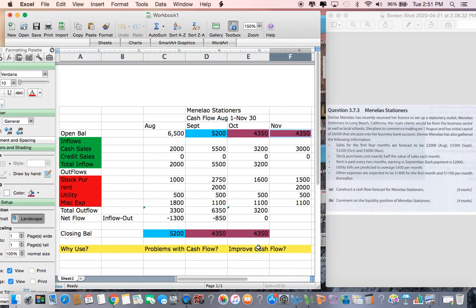How can you improve cash flow? I don't know. Maybe look at your expenses. Maybe you don't need that $1,000 cell phone. Maybe we don't need to go to the most expensive colleges. Maybe we don't need to drive the nicest cars. We need to find ways that we can cut money in order to improve cash flow.